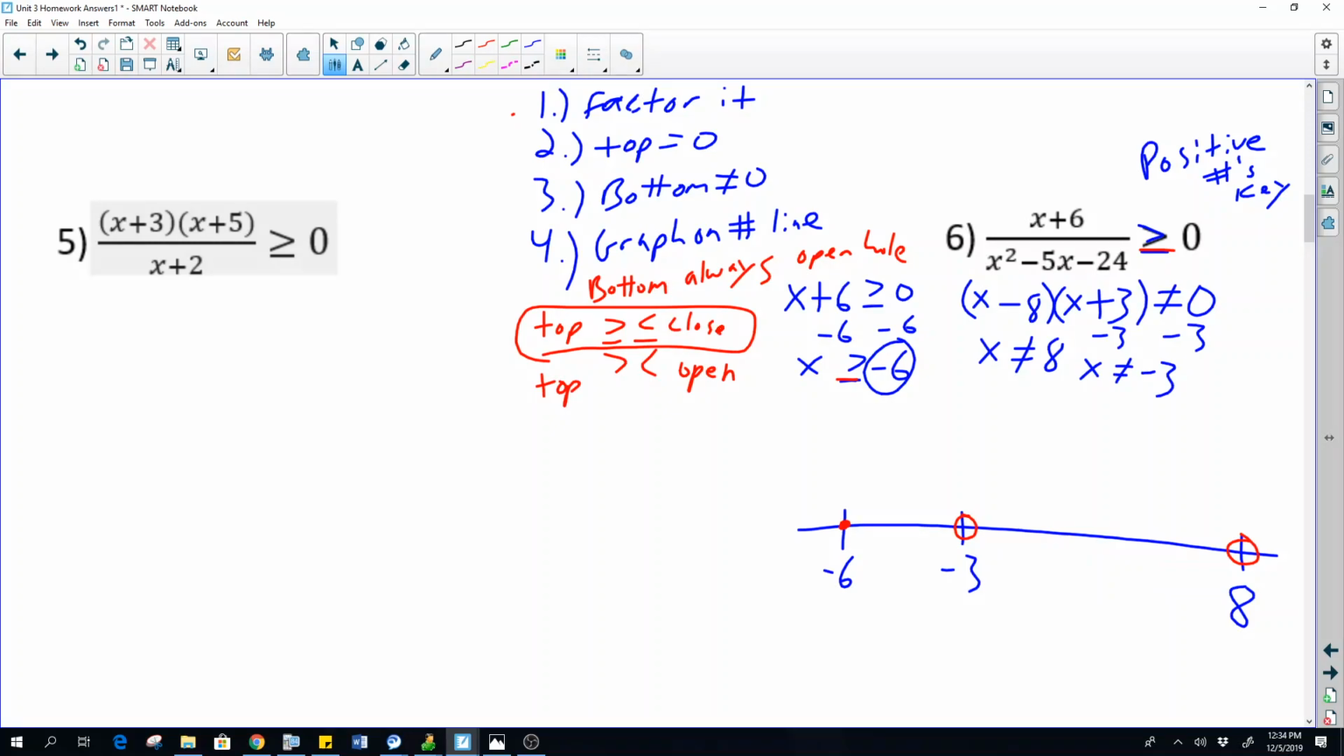Okay, and then number 5 is decide which of the intervals is right, whether it's all the positives or all the negatives. And then that's your interval, and that is your answer.